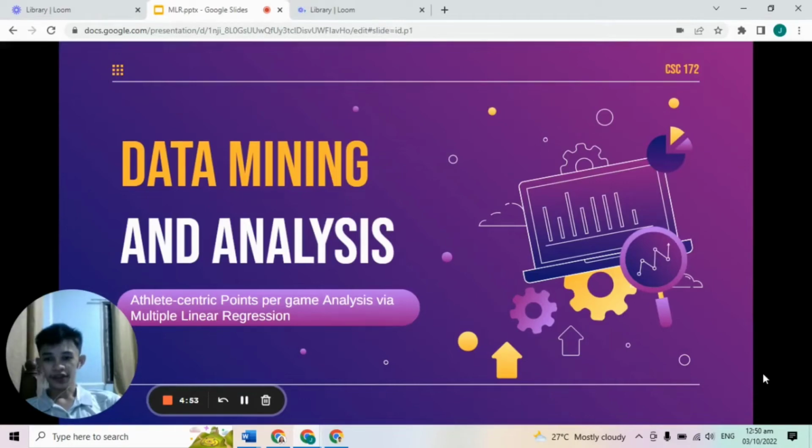Athlete-centric points-per-game analysis via multiple linear regression. This dissects the ramifications of multiple linear regression administered on a basketball archival dataset that provokes the average points a player scores per match, tailored to the hypothesis of MLR that are not potent to a violation and that researchers can deal with or mitigate if defined.